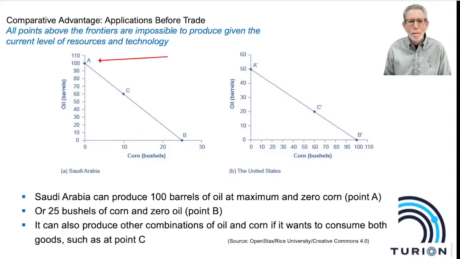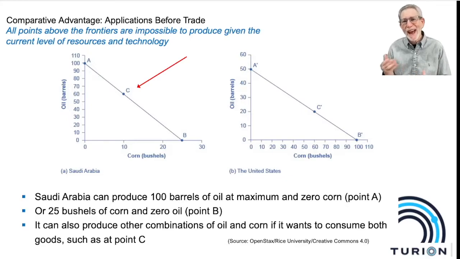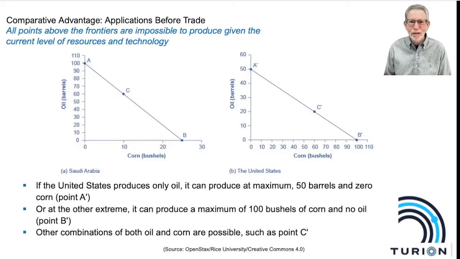So what is the maximum oil for Saudi Arabia? In this case, 100 barrels. What is the maximum corn? 25 bushels. Oh, and point C, again, is that blend in between, because Saudi Arabia's citizens might want to drive and eat, let us say. And the same thing for the United States.